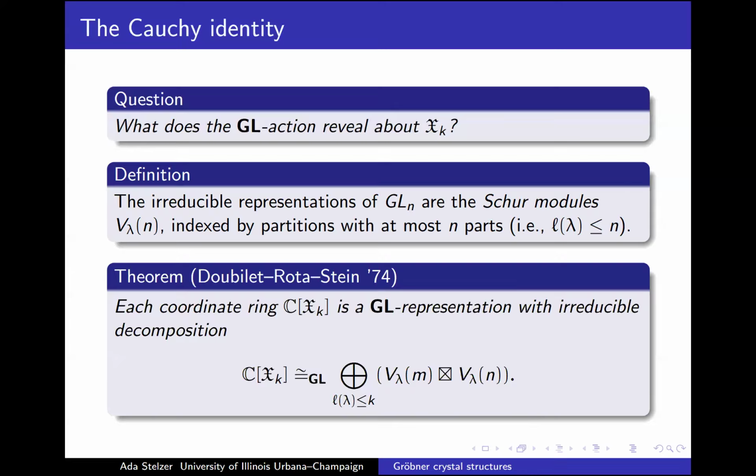And the goal of the talk today is going to be to provide a general flexible method for proving decomposition results like this and giving combinatorial rules for the irreducible representation multiplicities inside coordinate rings.